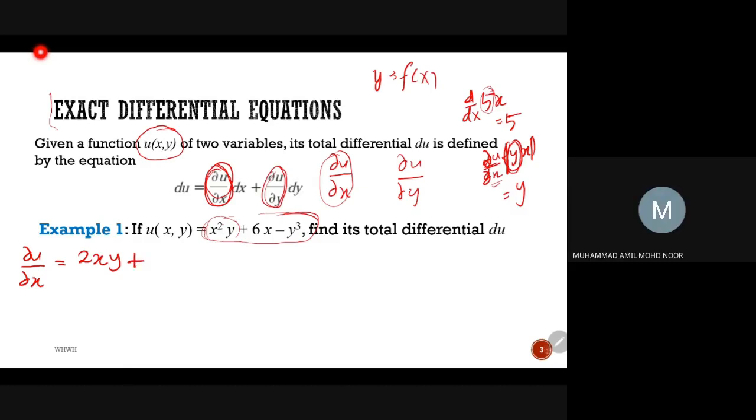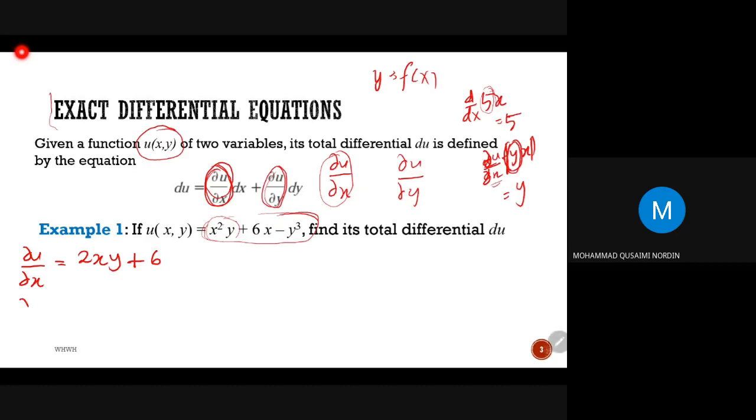Alright, second term dapat apa kelas? Dapat 6. Yes, correct. Macam biasalah, differentiate 6x with respect to x dapat 6. What about the third term? Y cube. 0. Okay, semua orang faham 0, correct. Okay, good. So del u over del x you dapat 2xy plus 6.